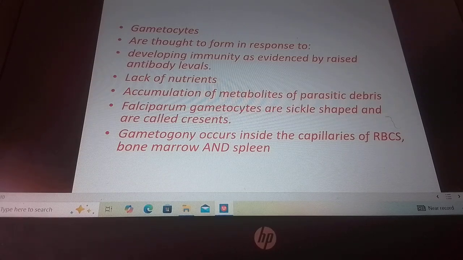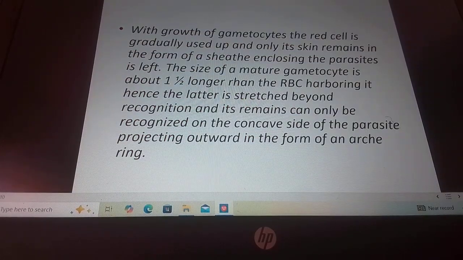So gametogony occurs inside the capillaries of the red blood cells and the bone marrow, and also in the spleen. So with the growth of the gametocytes, the red blood cell is gradually used up, and only its skin remains in the form of a sheath enclosing the parasite. So the size of these mature gametocytes is about 1.5 centimeter longer than the RBC. So that one you should be able to note.